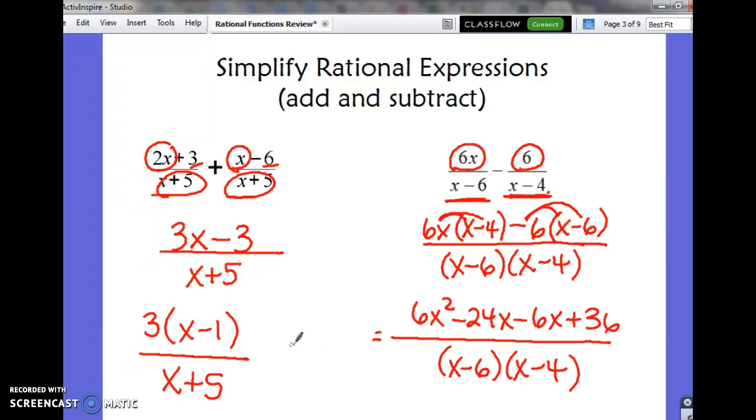So the only thing I have left to do to finalize my expression is to combine like terms in the numerator. So that's going to be 6x squared minus 30x plus 36.